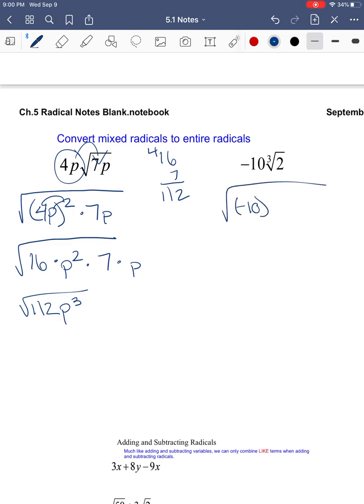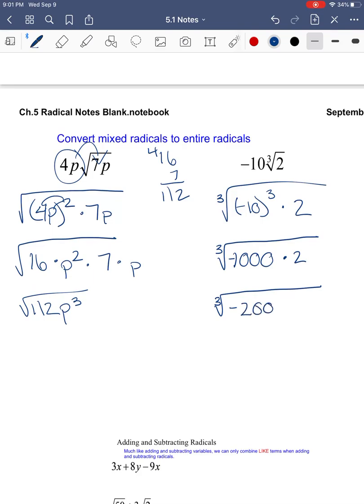So negative 10 cubed times 2. Well, negative 10 cubed is negative 10 times negative 10 times negative 10. 10 times 10 is 100, times another 10 is 1,000. And negative times a negative times a negative is a negative, times 2. So that means I should have my cube root of negative 2,000, otherwise that is not correct.